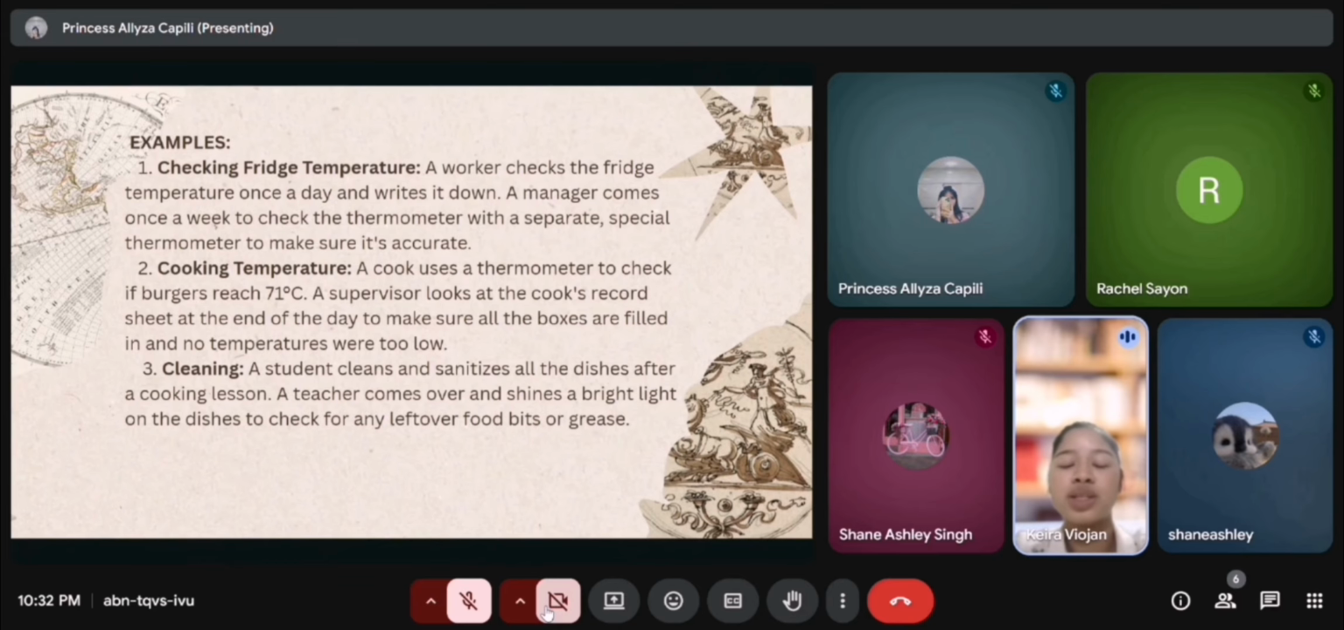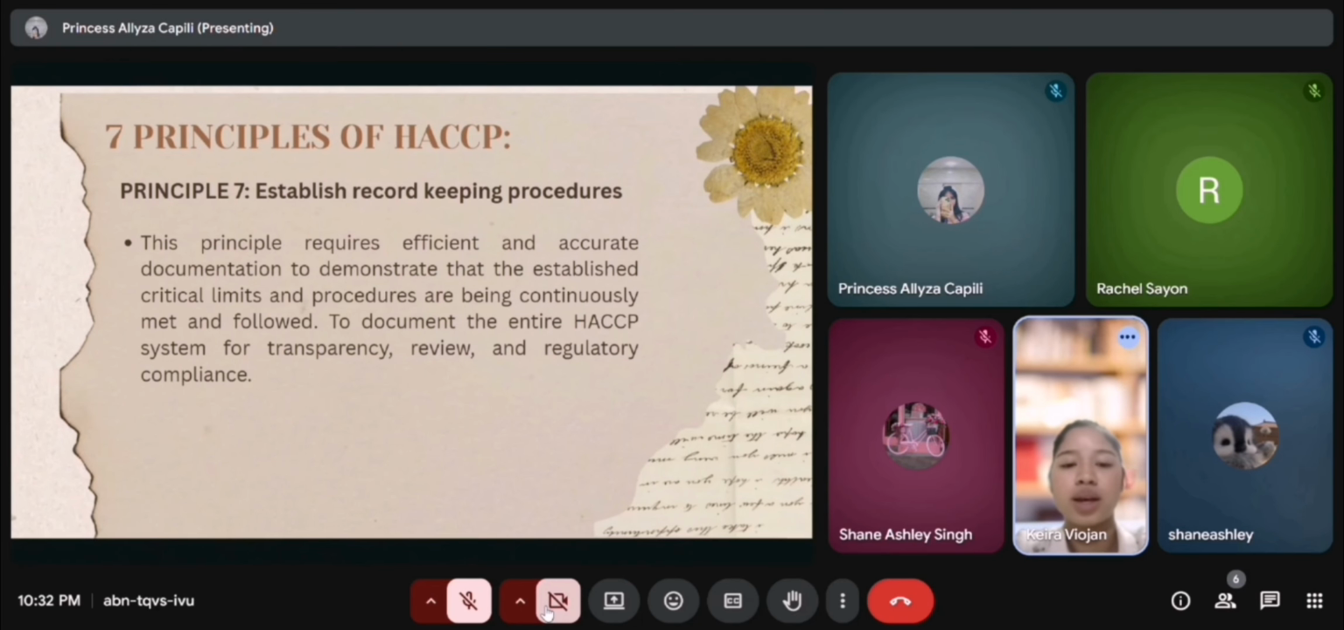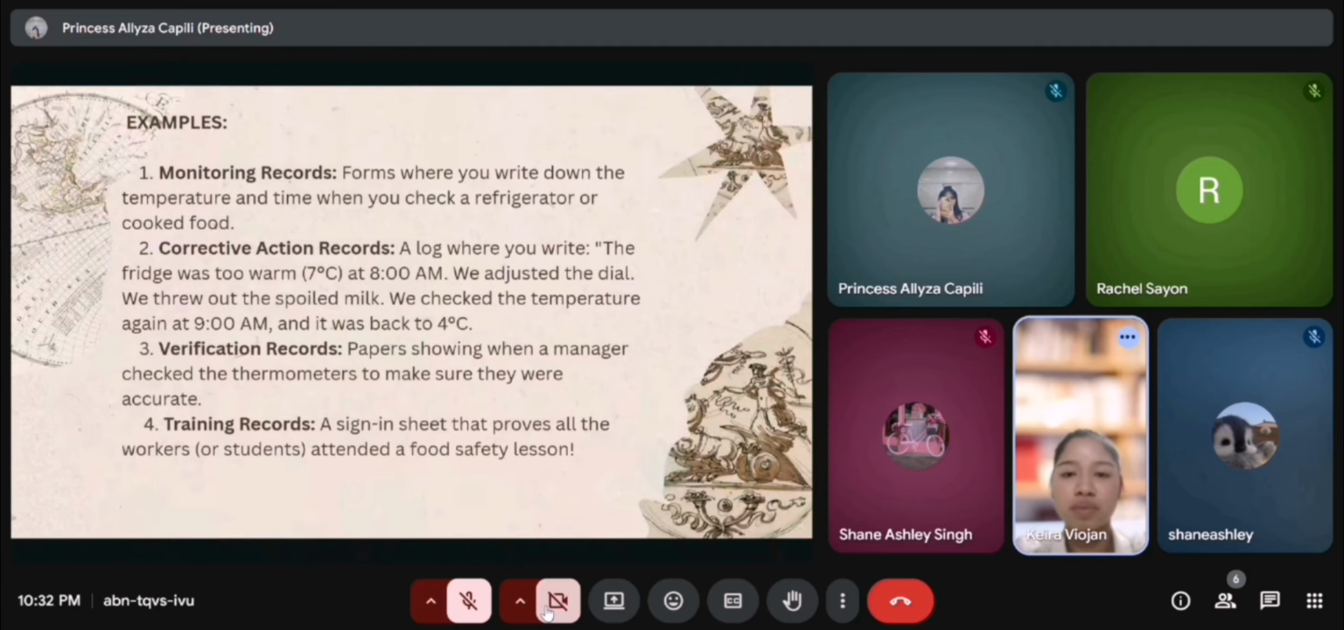Principle 7. Establishing record keeping and documentation, creating a legal paper trail. If it isn't documented, it never happened. Example, maintaining a file of a digital heat chart, the batch numbers, the calibration logs, and the staff training records. These are essential for government audits.